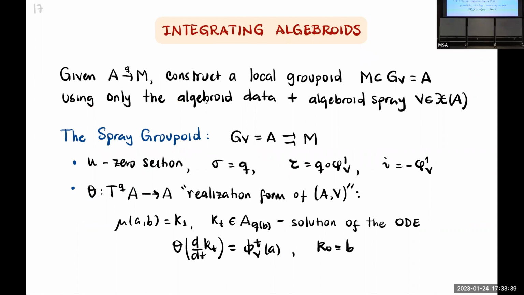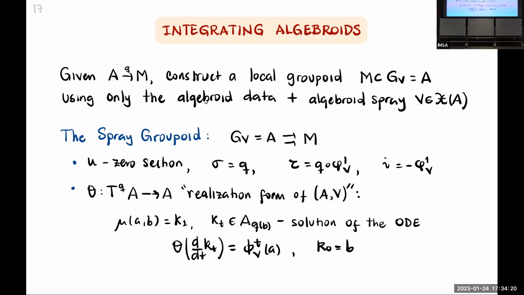So what we do is the following. When we choose a spray, we construct a local groupoid given by the following data. As I told you, the space of arrows will be A itself. The unit section will be just the zero section. The source will be just the projection of A to M. The target will be a composition of the flow at time 1 with the projection, and the inverse will be just minus the flow at time 1.